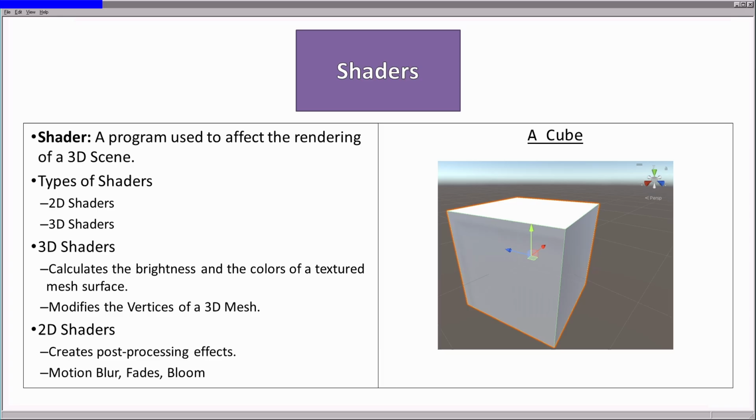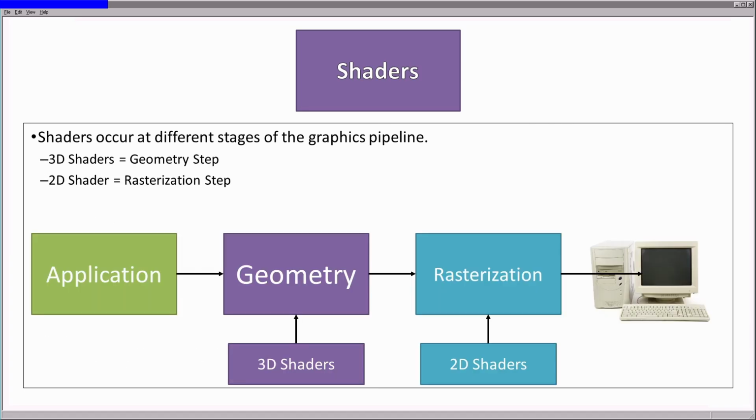2D shaders are used to affect the pixels after rendering a 3D scene. These can be used to create post-processing effects such as motion blurs, fades, and bloom. Shaders occur at different stages of the graphics pipeline. 3D shaders occur during the geometry step. 2D shaders occur during the rasterization step.